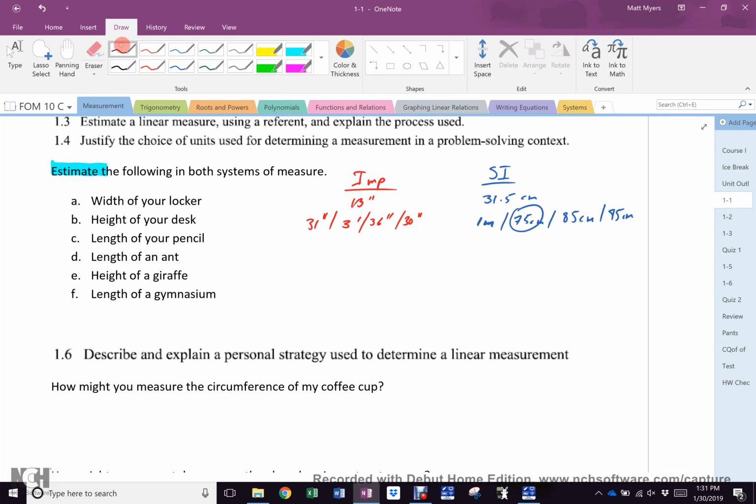Length of an ant. Oh, tricky question, because ants are not all the same length. Oh, I missed the pencil. Length of the pencil. 3 inches. 3 inches. That's a tiny pencil. That's a real tiny pencil. 5 inches. 7. Anything in SI? Jenna? I was gonna say 8?